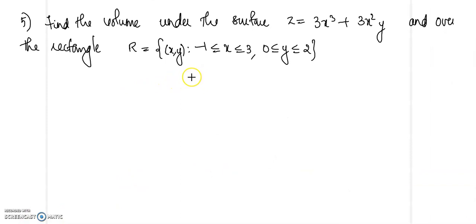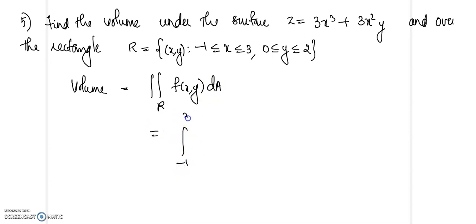Next problem is to find the volume under the surface z equal to 3x cube plus 3x square y, and over the rectangle R equal to the set of all xy such that minus 1 less than or equal to x less than or equal to 3 and 0 less than or equal to y less than or equal to 2. So by definition, volume will be the double integral over R of f of xy dA.